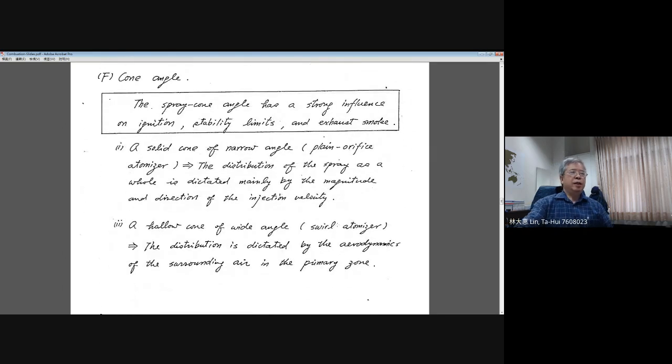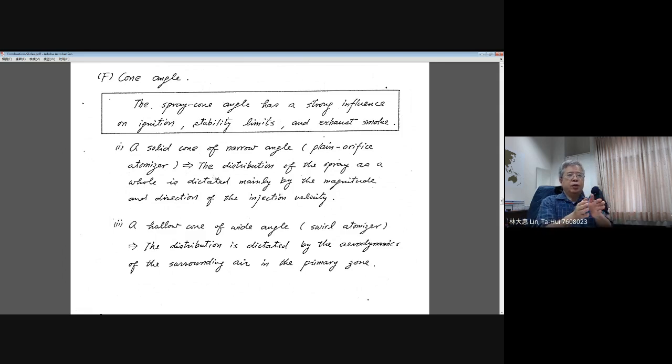Cone angle actually is another important characteristic. It will have a strong influence on ignition and stabilization limit, and also the exhaust smoke. Usually a solid cone, compared with the hollow cone. For a solid cone, you usually inject the spray out by high pressure and push the liquid jet out. Then the liquid jet has very strong axial momentum. It will move more forward in the axial direction. In this sense, the cone angle usually is small, and this is the typical application for the so-called plain orifice atomizer.